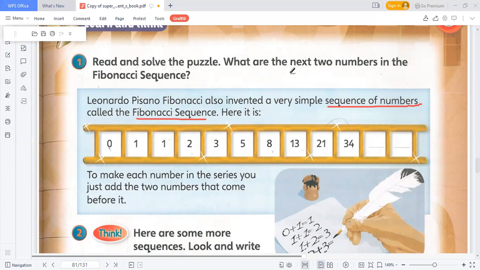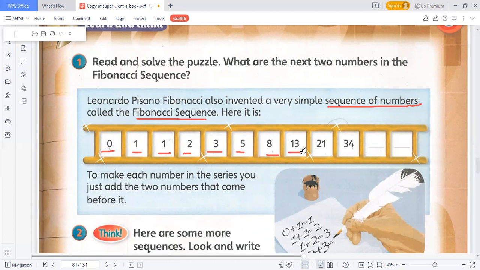All right. So how do we solve this? Fibonacci. Okay. So how do we solve these numbers? As you can see here, we start with zero, right? Zero and 1 is 1. 1 and 1 is 2. 2 and 3 is 5. 5 and 8.